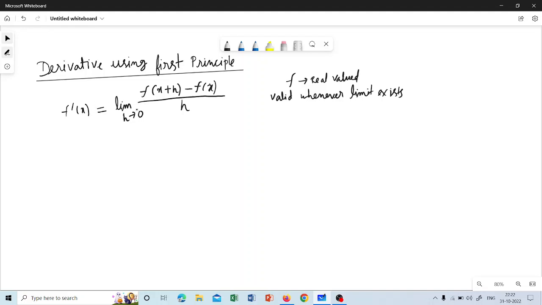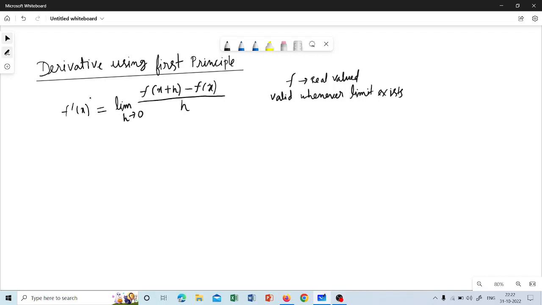From here you can see that the derivative is given as the limit of h tending to 0 of f of x plus h minus f of x by h. This is valid only when f takes only real values, real numbers, and also only when this limit exists. So if this limit is infinity or undefined, then the derivative is also undefined.